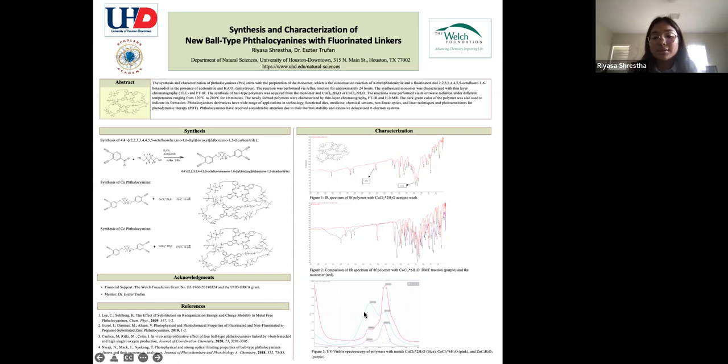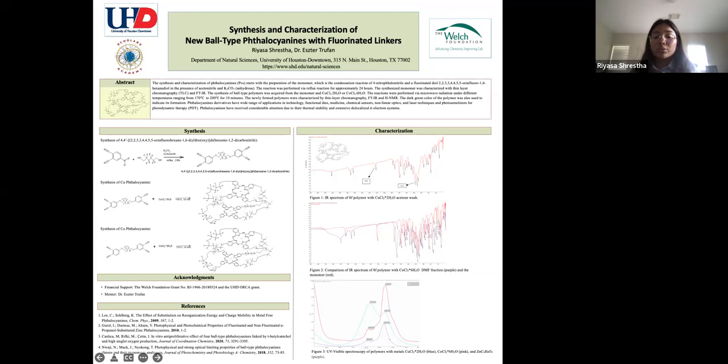And the third figure shows us the UV-visible spectroscopy of ball-type thiocyanines with 3 different metals. We can see the locations of the 2 peaks are very similar. This is because of the general structure of ball-type thiocyanine, which can be seen in the result of the reaction. It is only the type of metal used that can shift the peaks, and the intensity of the peaks is because of the purity and concentration of the thiocyanines used for the UV-visible spectroscopy.